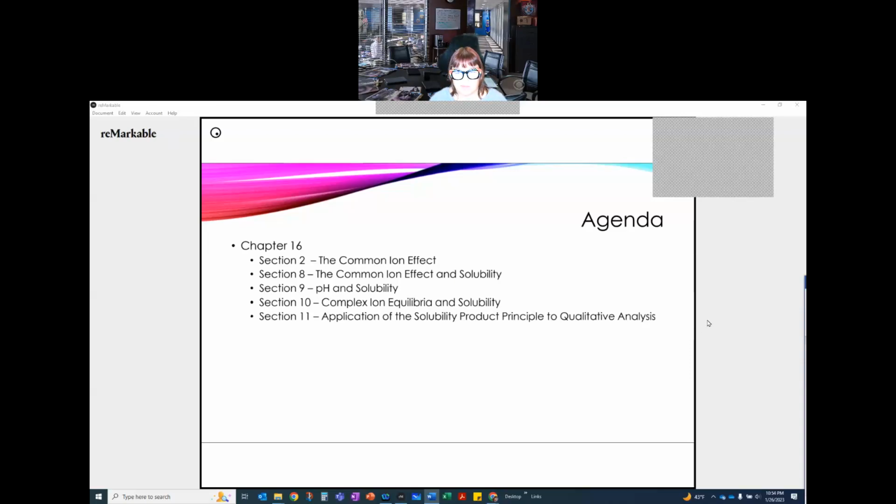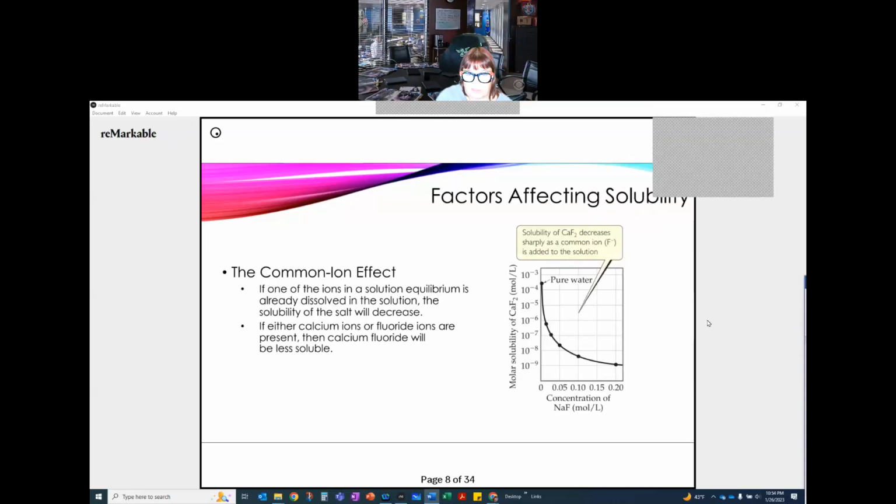Okay, awesome. So that's what we're going to be talking about today. So let's get into it. Let's talk about solubility. If we want to talk about the solubility of CaF2, we want CaF2 to go into solution and give us a Ca2+ and 2F-. Our ability to do that changes as we have F- already in solution.